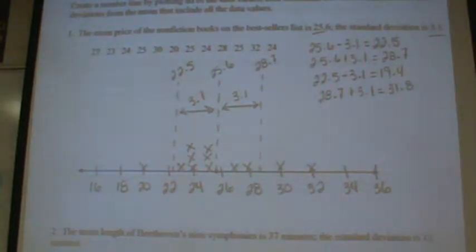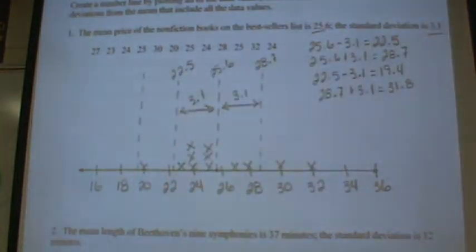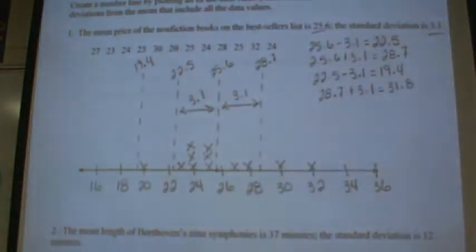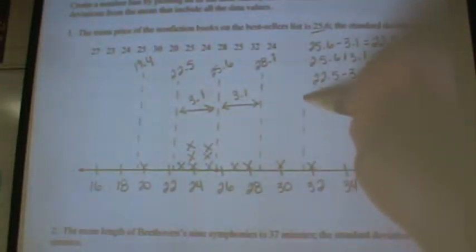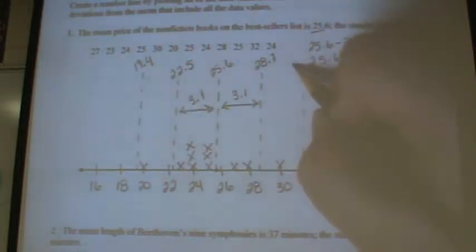So again, we want to plot those as dotted lines. So 19.4 is a little bit before the 20. So that's 19.4. And then 31.8 is just a little bit before 32. So this is our 31.8.